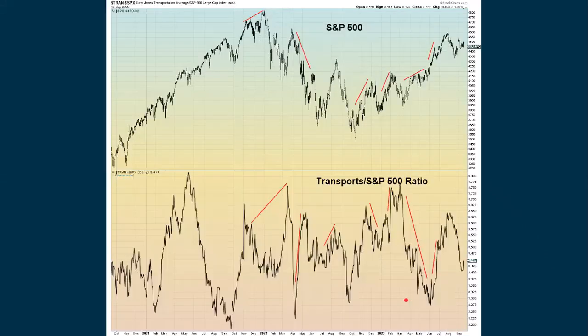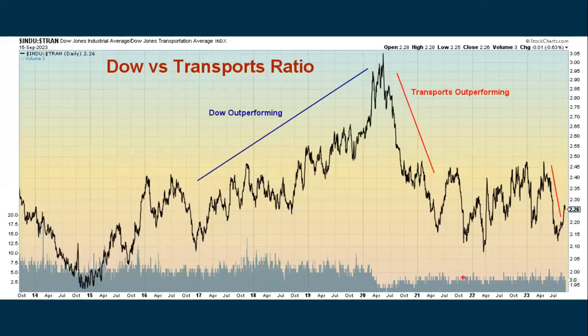We look at a ratio between the transports and the S&P. When this is going up, that means the transports are outperforming. Well, they're going back down, even though we saw a little bit of a bounce up late last week. We look at a ratio between the Dow and the transports. When this is going up, the Dow is outperforming. When this is going down, the transports are outperforming. And we have been going back up, but we ticked down just slightly in Friday's session.